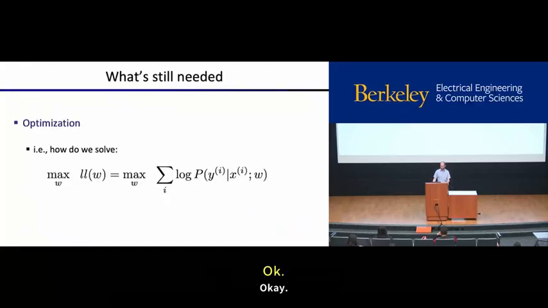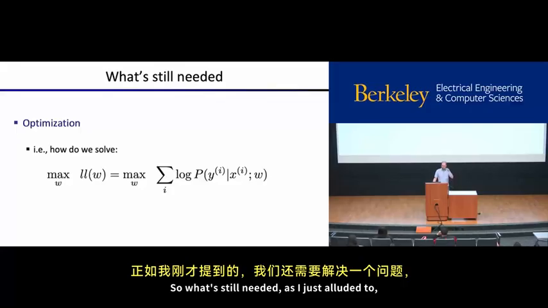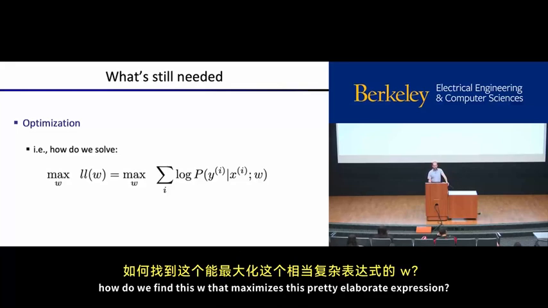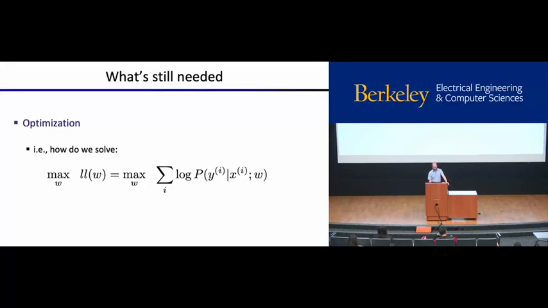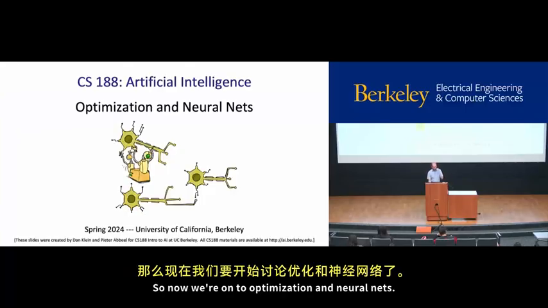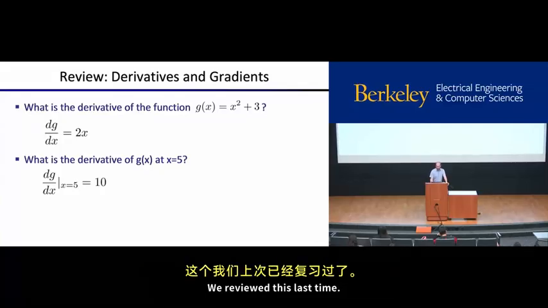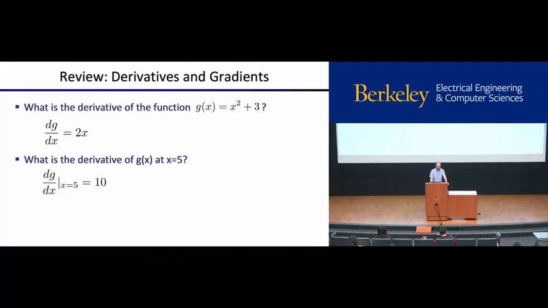Okay. So what's still needed, as I just alluded to, and which we began to talk about at the end of last time: how do we find this W that maximizes this pretty elaborate expression? Okay, so now we're on to optimization and neural nets. We reviewed this last time, so I'm not going to review it again.